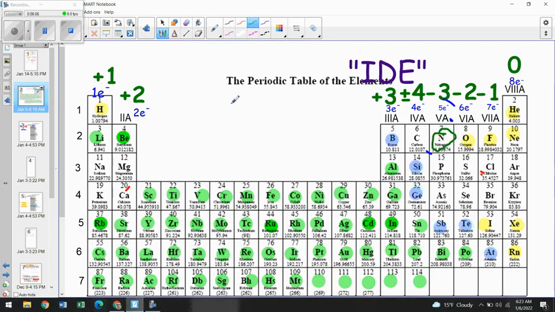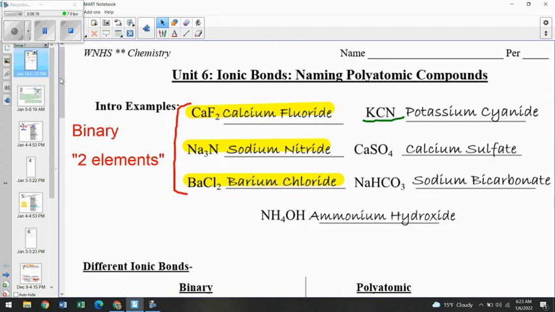So don't forget, you're going to want to make sure you have all these charges saved up on your periodic table. If you haven't already written those, you want to make sure you get those from a friend, okay? Because you're going to be using that all the time. All the time. Okay, now if I can get back to these notes here.